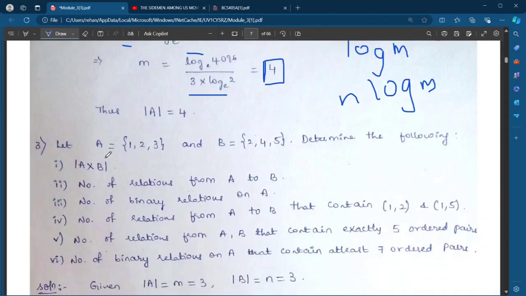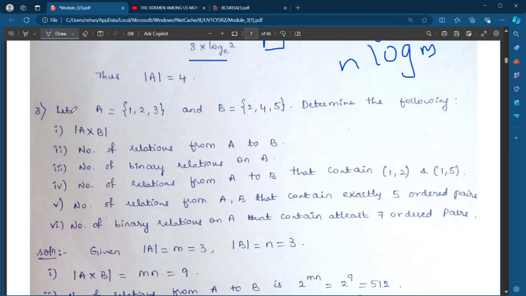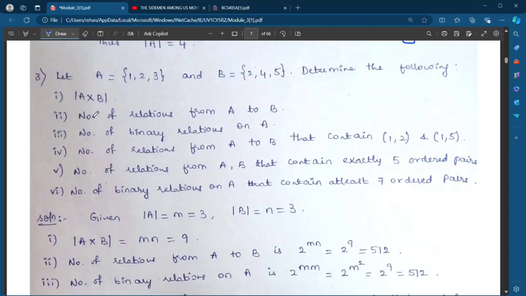Now let us see another question. Let A be the set {1, 2, 3} and B be the set {2, 4, 5}. We have to determine the following: find A cross B, and the mod of A cross B. If they had asked only A cross B, you would write the pairs (1, 2), (1, 4), (1, 5). Also, you can simply say the number of relations is m into n, that is 9. Just write it out: (1, 2), (1, 4), (1, 5), (2, 2), (2, 4), (2, 5), (3, 2), (3, 4), (3, 5).